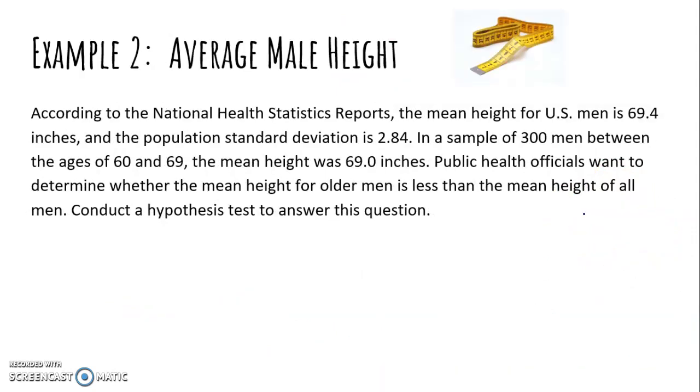Okay, so this is example 2, average male height. According to the National Health Statistics reports, the mean height of U.S. men is 69.4 inches and the population standard deviation is 2.84. In a sample of 300 men between ages 60 and 69, the mean height was 69 inches. Public health officials want to determine whether the mean height for older men is less than the mean height of all men. Conduct a hypothesis test to answer. So pause the video and make sure that you do your alternate and null statements, choose your test, p-value, decision, reject or fail to reject, and conclusion. Pause and then come back when you're ready to check your answer.